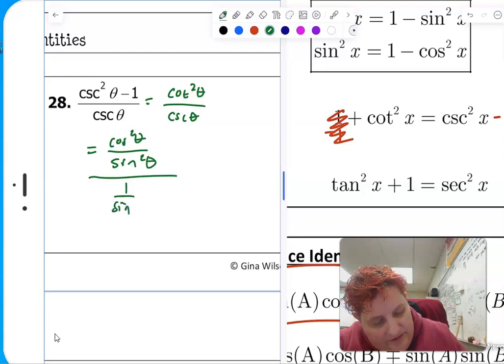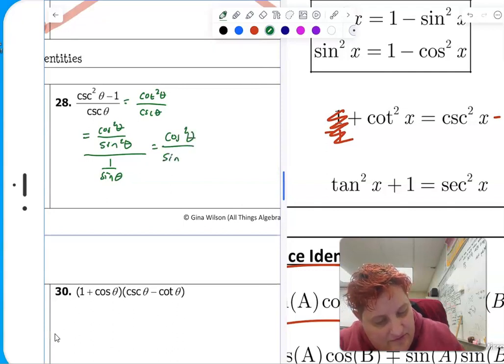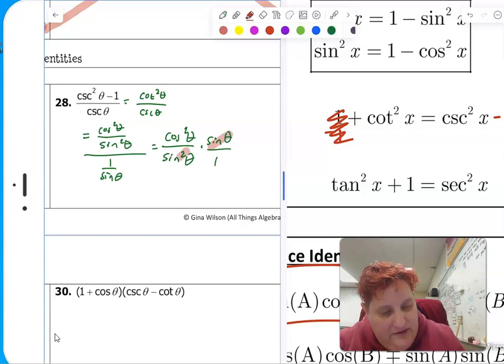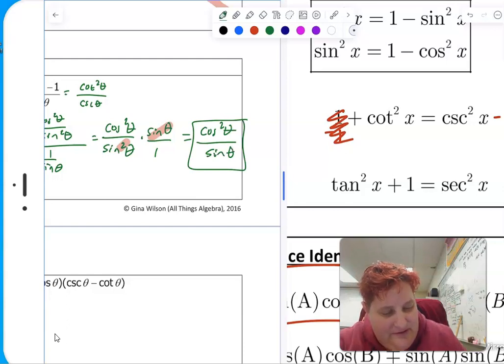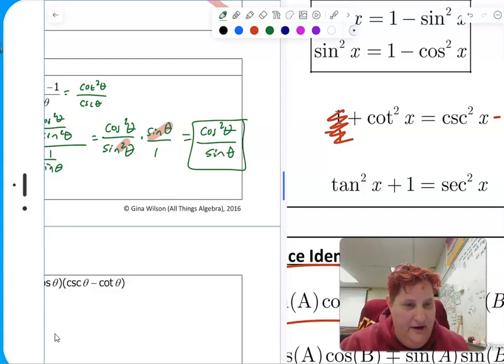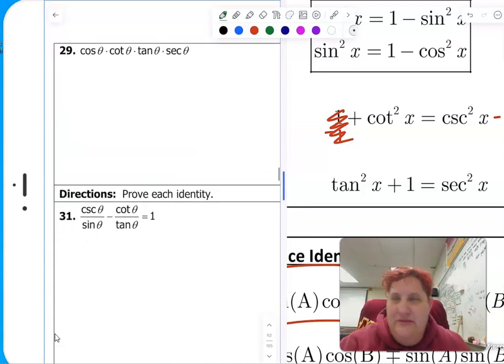over 1 over sine. When you have two fractions like that, you multiply by the reciprocal. You guys, keep change flip. So it's times sine over 1. And one of these sines cancels out. And so I get cosine squared over sine. Not a great one. It doesn't simplify all that much, but good enough. Okay? All right. Let's take a look at the next one.